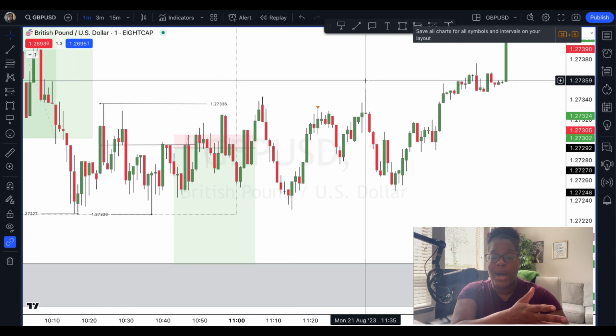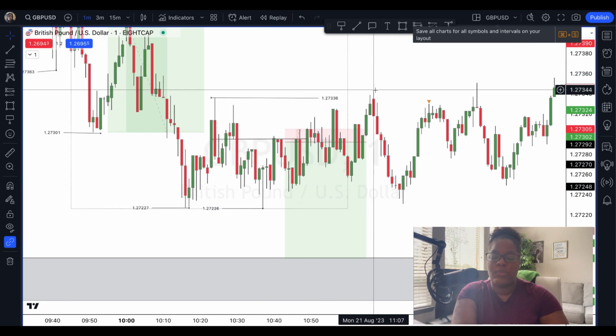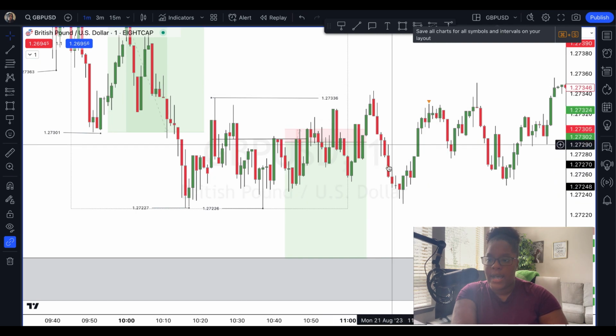And then price actually did go higher. So I was going to get stopped out regardless. But not only did price go higher, it reversed. It made a higher high, higher low, higher high.